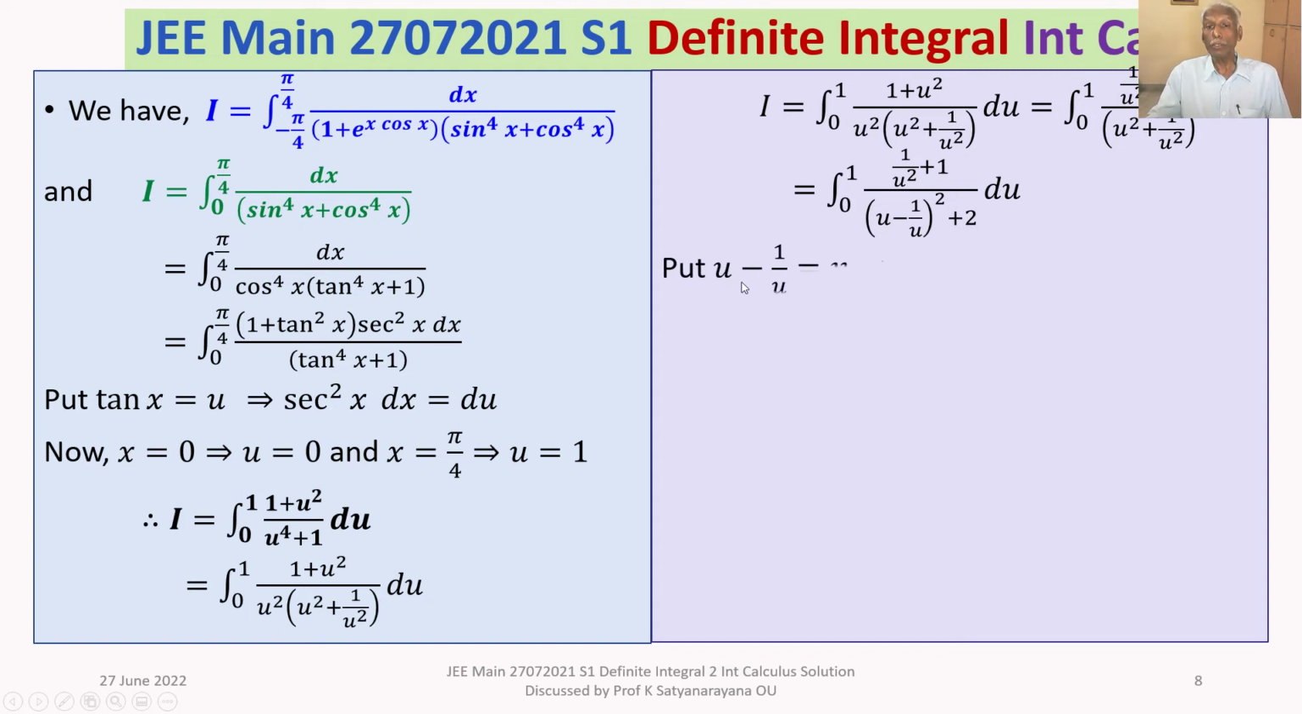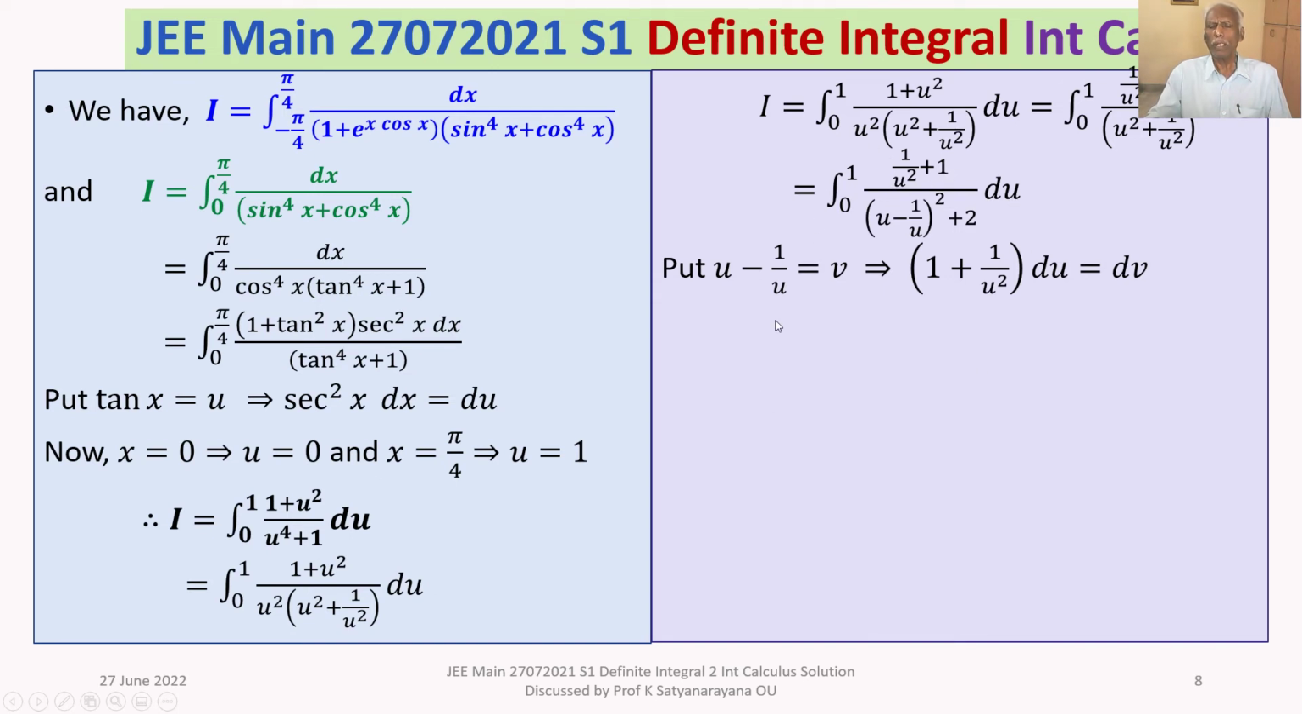Now substitute u minus 1 by u is equal to v. Differentiate. The derivative of u is 1. The derivative of minus 1 by u is 1 by u square with respect to u, is equal to dv. And that is precisely the numerator there: 1 by u square plus 1 du.